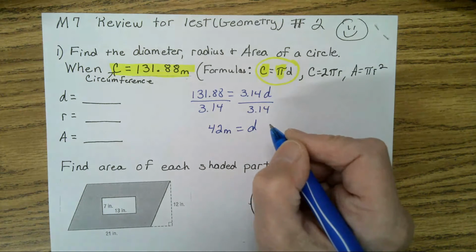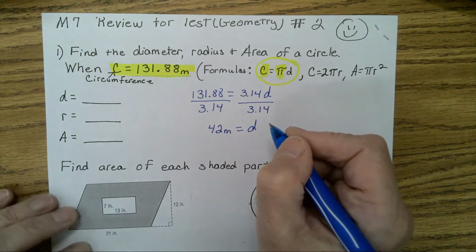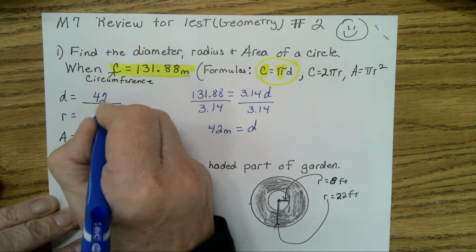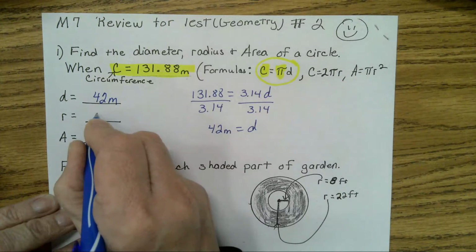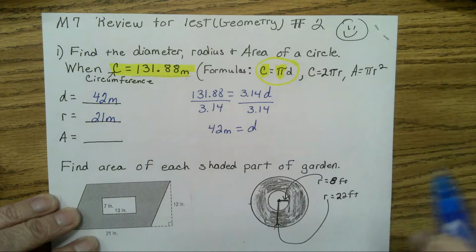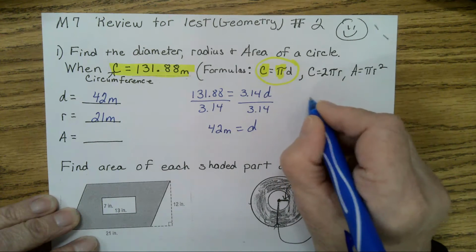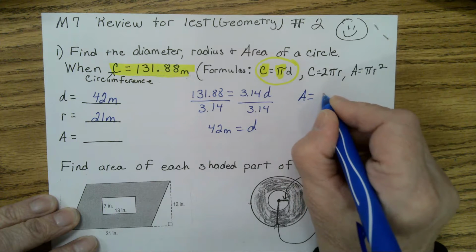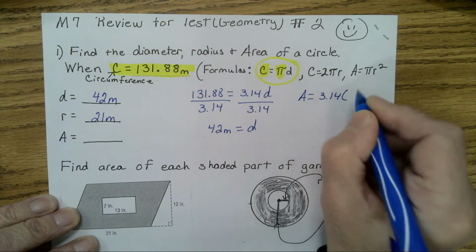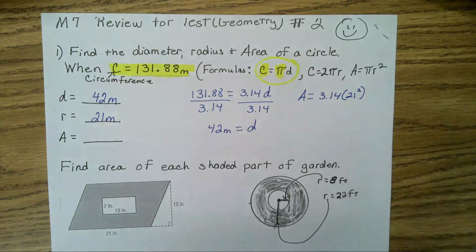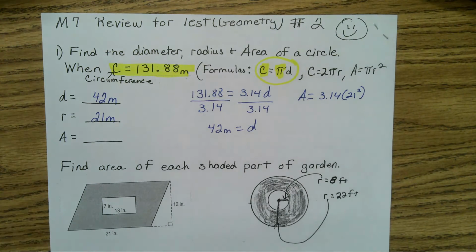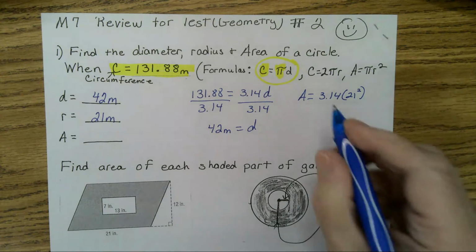Well, now we can do everything else. The diameter is 42 meters. Class, what's my radius? 21 meters. And the area, it will be 3.14 times my radius squared, 21 squared. Now that's 21 times 21. And that will give you the number 441.